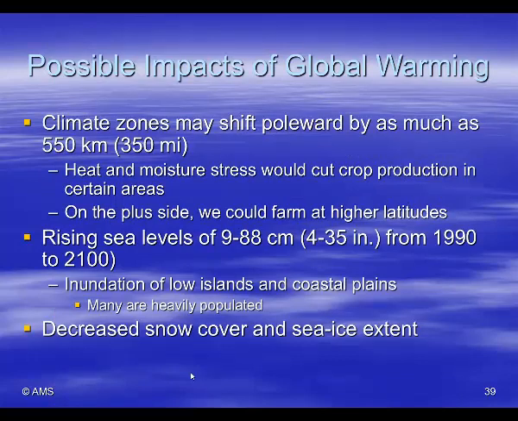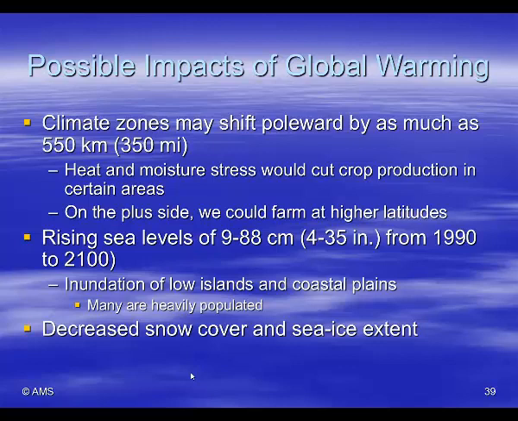The possible effects of global warming will have the climate zones shift poleward by as much as 550 kilometers or 350 miles. This would put heat and moisture stresses on, and would decrease crop production in, certain areas. On the plus side, we would have farms that were productive at higher latitudes. We'd also see rising sea levels.